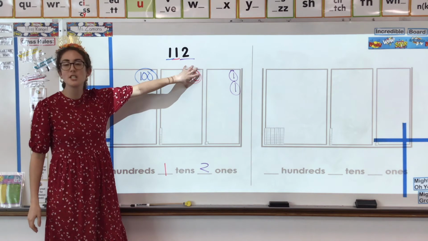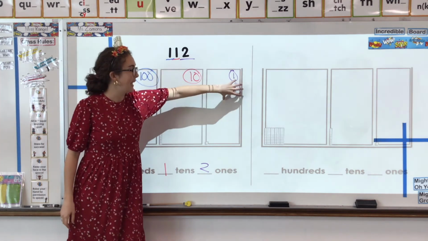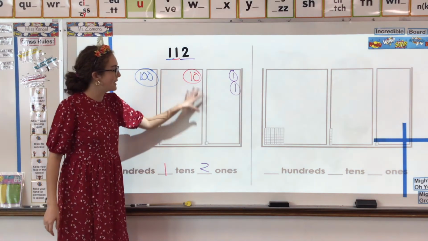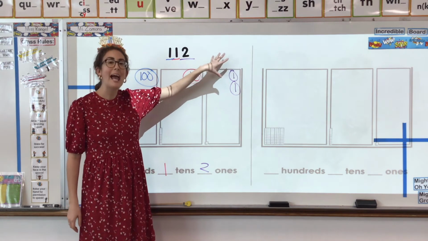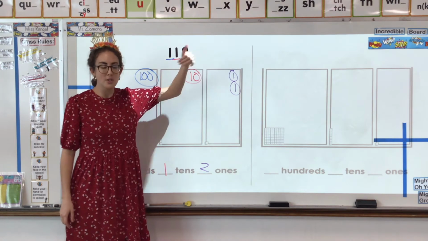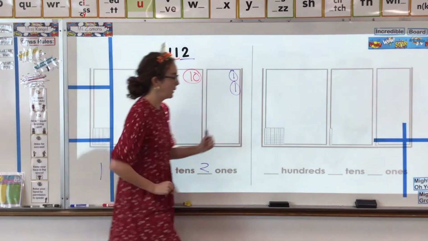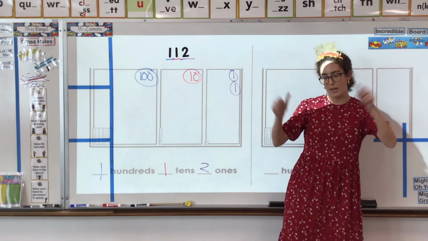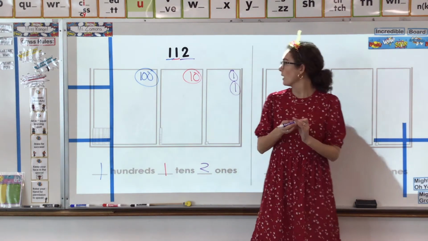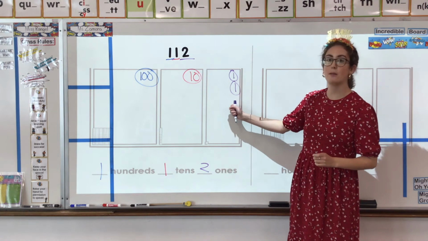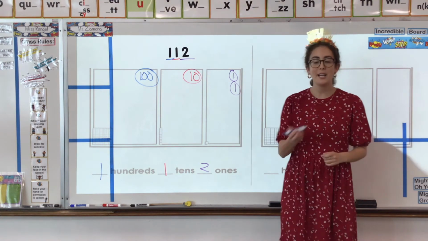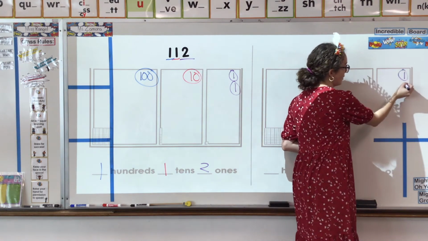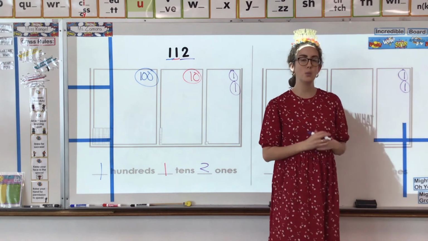So to change this 1 ten into ones, we would need a group of 10 ones. So let's see how this would look. Can we come over to our second chart? You got your second chart? How many ones do we have right now? We've got 2 ones. So make sure you start with your 2 ones.